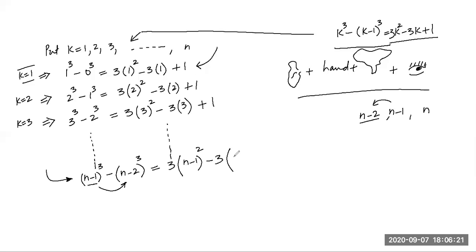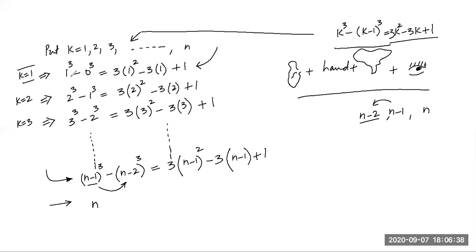Tell me. Minus 3 into? 3 into n minus 1. And minus 1. Okay. Plus 1. Is it right? And what will be the last equation? Yes, Arjinder, you say? Last equation. 1 cube. No, no, no.